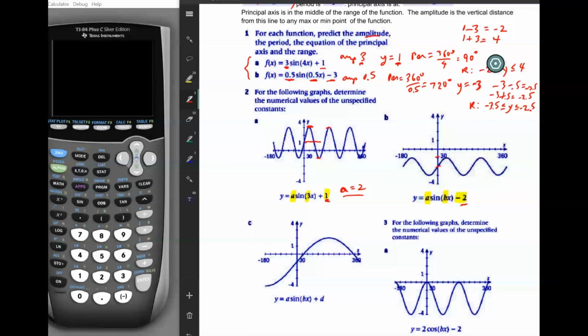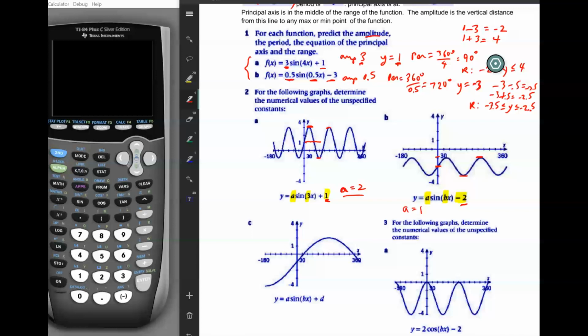Remember, A is the amplitude. So it's the middle of the function to the top of the function, or from the middle of the function to the bottom of the function. You can see that that's 1 unit. So A is 1, right? The other thing you could do is look at the bottom, which is -3, to the top, which is -1. That would be a distance of 2. You divide that by 2, and you also get 1, right? So A is equal to 1.